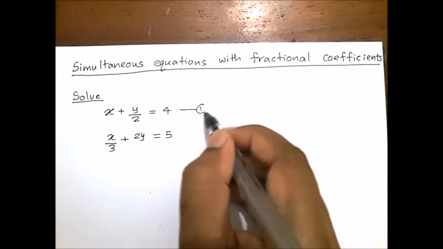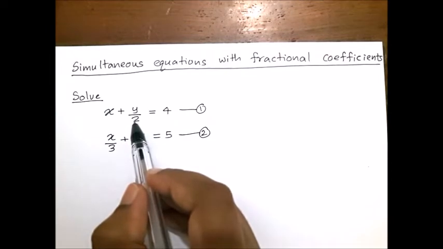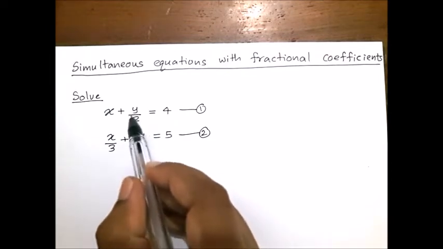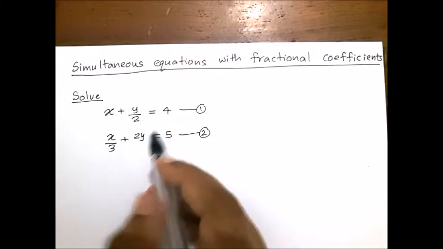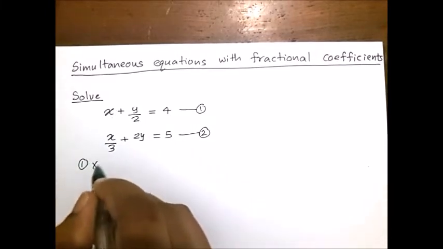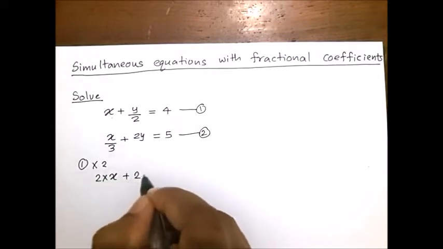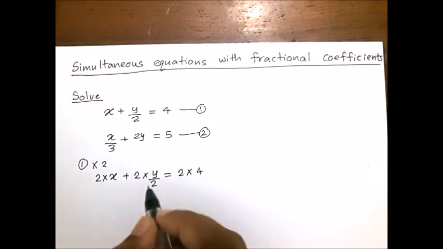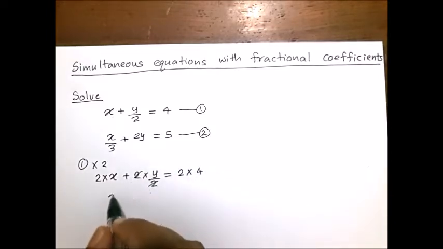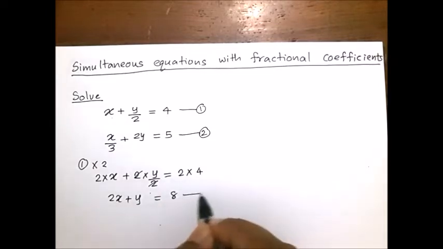Name these as 1 and 2. To convert this fraction into an integer, you have to remove 2 from the denominator. So multiply each and every term by 2. First equation multiply by 2. 2 multiply by x. 2 multiply by y divided by 2. 2 multiply by 4. Here these two cancel. 2x plus y equal 8. Name this equation as 3.